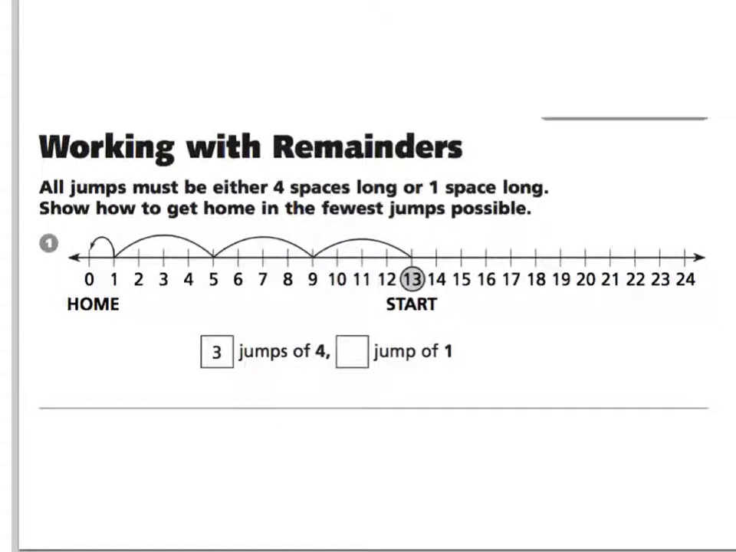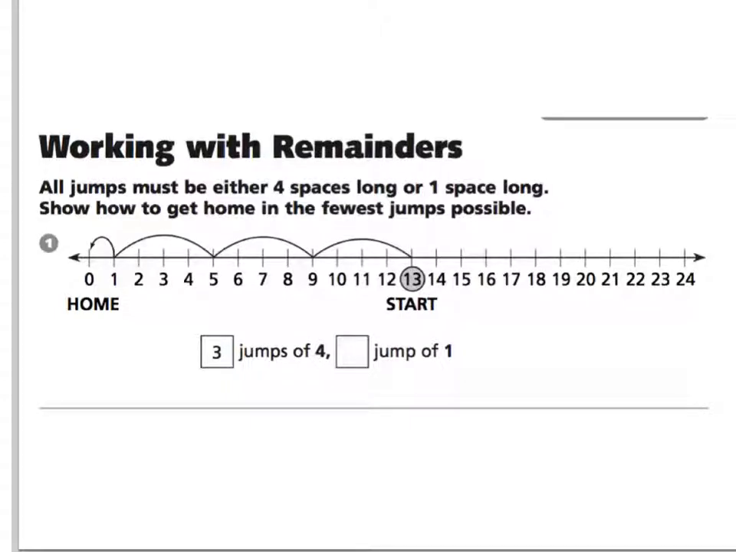Okay, let's work on Chapter 2, Lesson 8, Practice, called Working with Remainders. The directions say all jumps must be either 4 spaces long or 1 space long. Show how to get home in the fewest jumps possible. This is very similar to your homework that you had yesterday, except we're jumping 4 or 1. So first you want to jump as many 4s as you can, and then jump the 1.